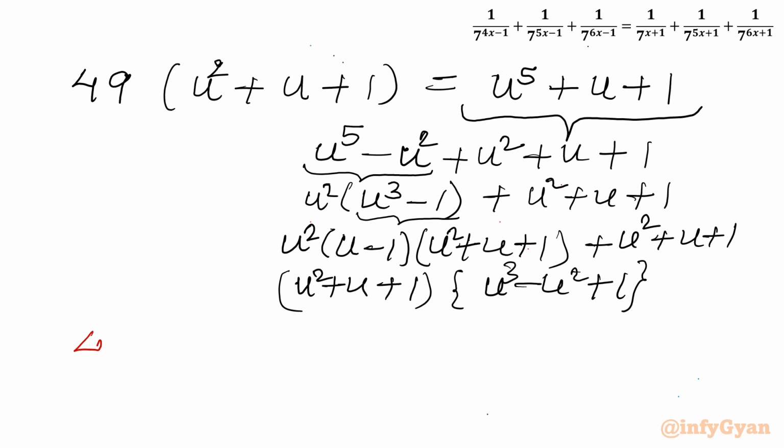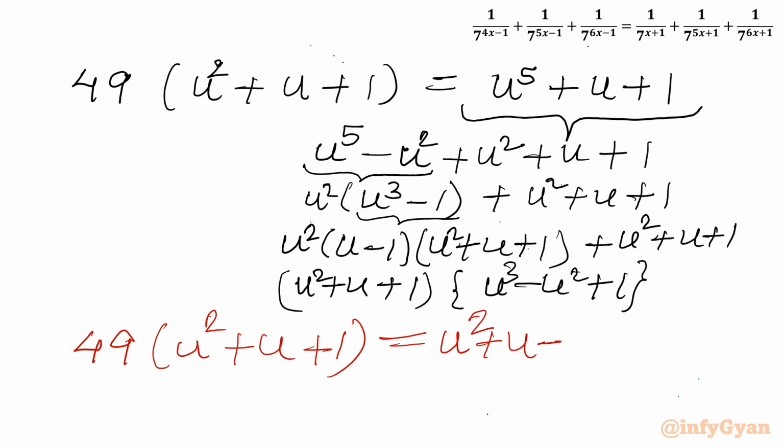So 49 times (u^2 plus u plus 1) equal to (u^2 plus u plus 1) times (u^3 minus u^2 plus 1). Now I will take all the terms to one side.